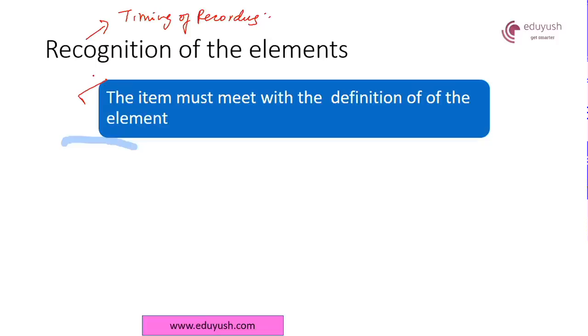So suppose there is an accounts payable that I want to record. It has to first meet the definition. That means a present obligation to settle with an outflow of economic resources, caused by a past event. The past event should have taken place. Done.